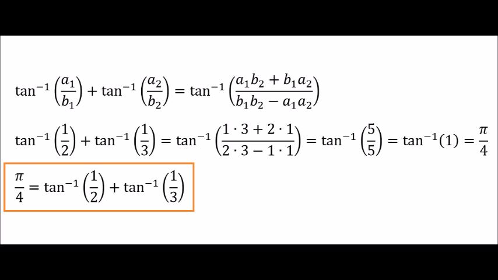Consider the fractions 1/2 and 1/3. Plug those numbers into the expression we just derived. Notice it equals the inverse tangent of 1. We already know this is equal to pi over 4 from previous lessons. So it is that both 1/2 and 1/3 are less than 1, so the series expansion should converge more quickly.